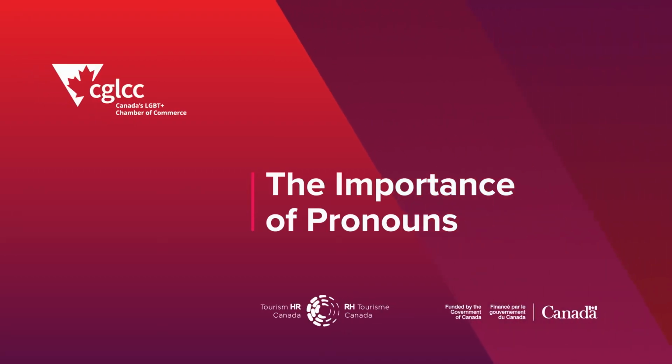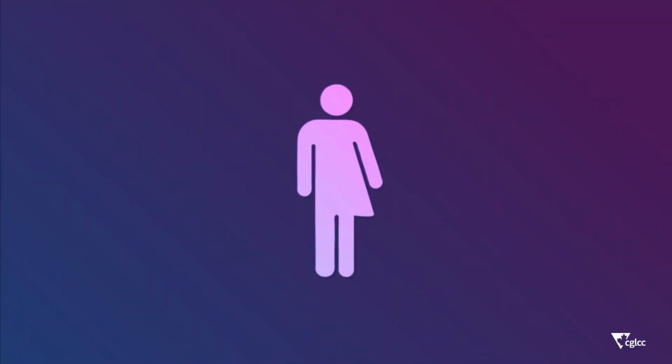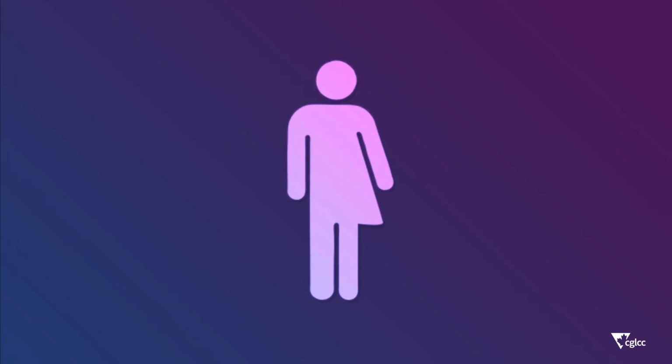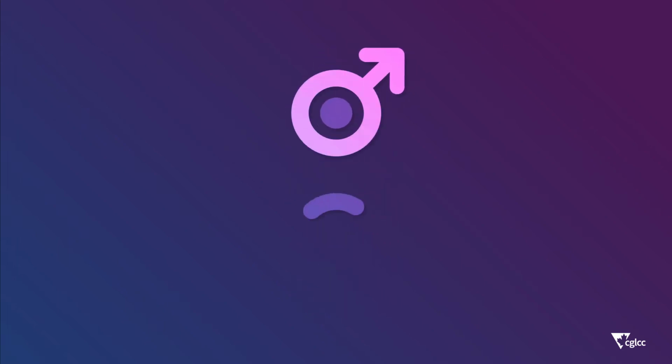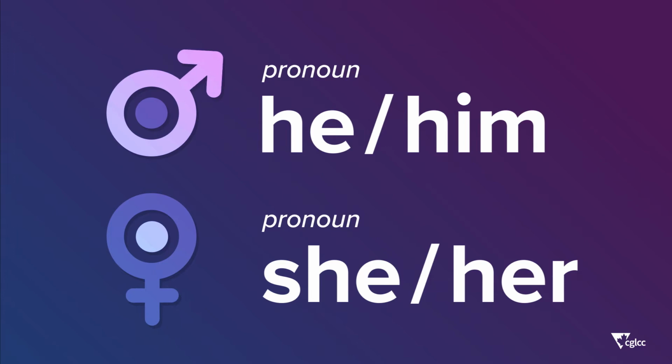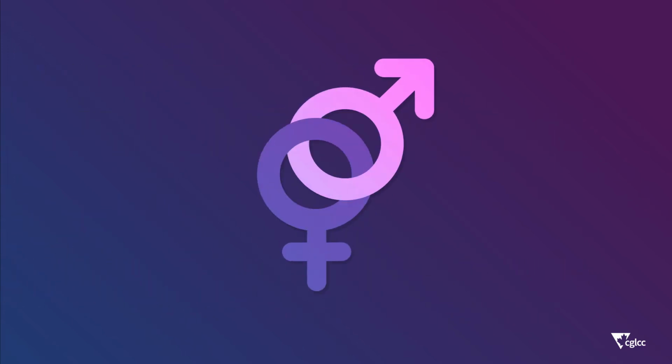Pronouns are part of the language we use to address a person. Pronouns are one of the many ways we choose to portray our identities, and more specifically, how we perceive our gender. The most common genders are male and female, which means the most common pronouns are he, him, and she, her. However, people are complicated, and how they identify may not fall within these two categories.